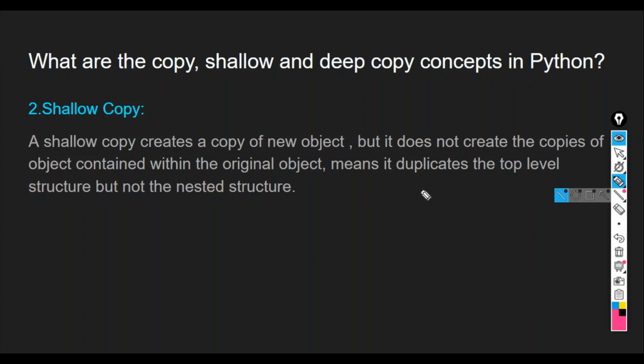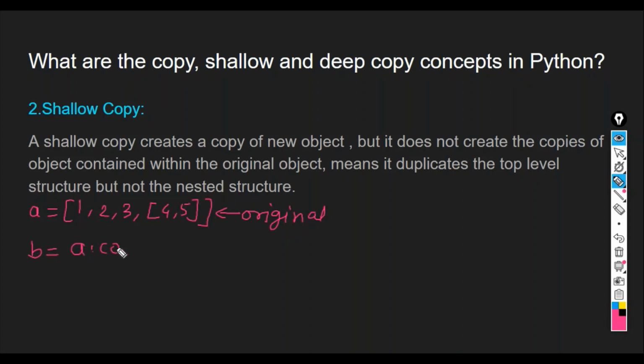So what it means. For example, you have one list, a is equal to 1 2 3 and 4 5. So this is your list, this is your original object. And when you are going to do shallow copy, we will see how to do it. For example, you have done shallow copy of A in B object. For that you have used this syntax, right? So shallow copy is going to create a copy, but it doesn't create the copies of objects contained within the original object.